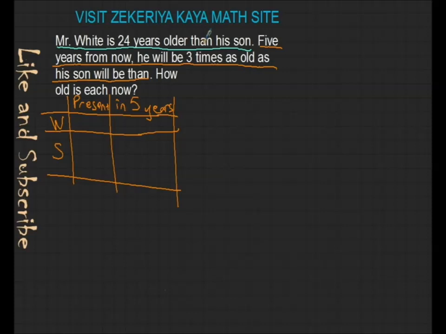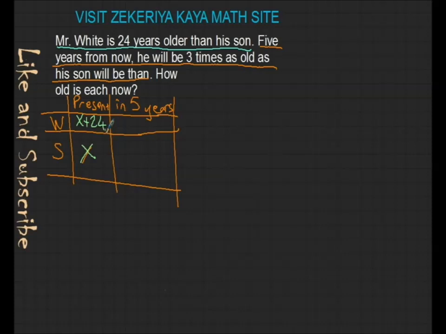Firstly, let's name them by using the first sentence. The first sentence says that Mr. White is 24 years older than his son. So, the age of Mr. White is connected to the age of his son. Did you understand this? If I say his son is x years old, Mr. White will be x plus 24 years old. Did you understand this part? So, by using this name, I will complete the table.